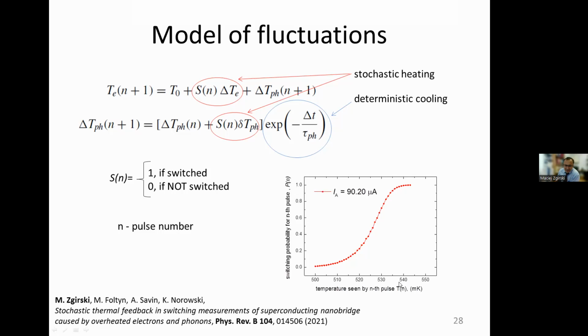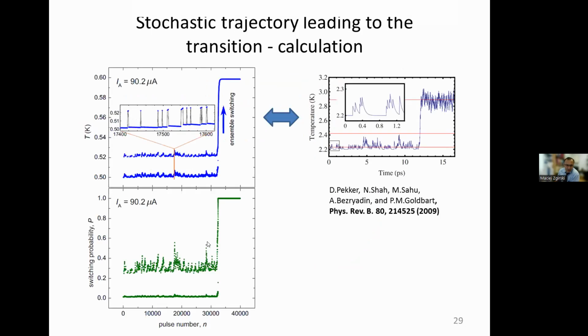So each TE is related to a probability. This is the experimental curve, so you can treat it as a kind of calibration curve from which you can read the switching probability corresponding to a given temperature. If you iterate this model for n equal 1, 2, 3, 4, and so on, you will find, now we can look at the lowest panel with these green dots.